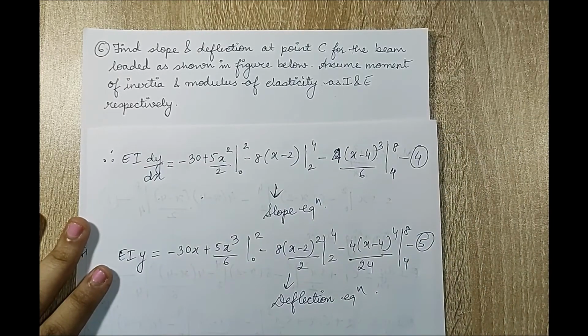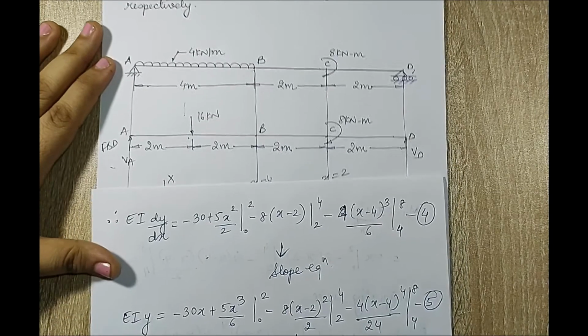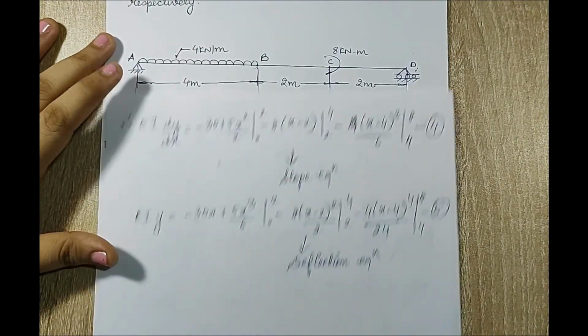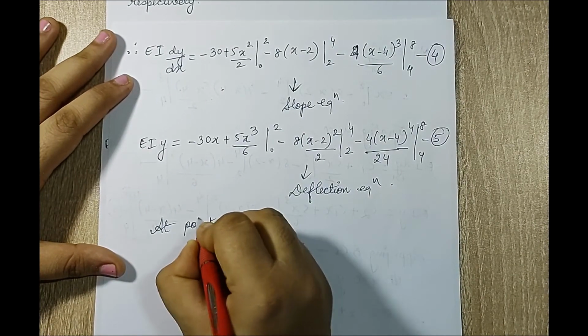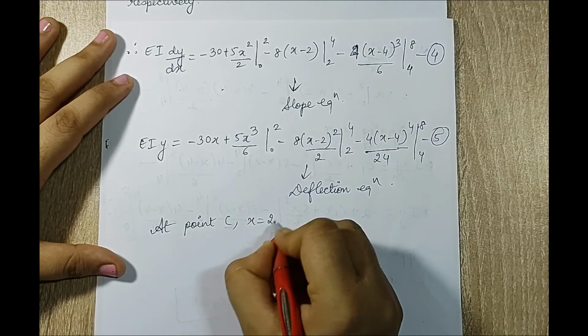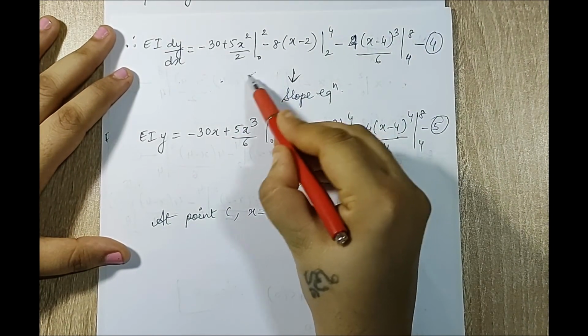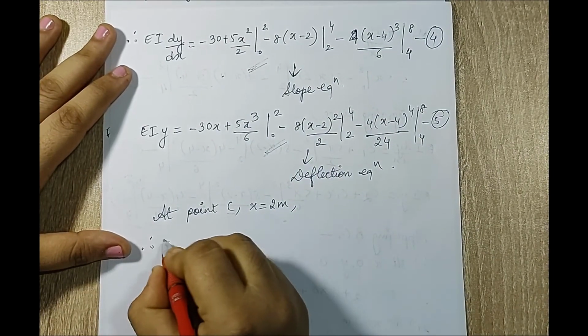Now in the question it is asked to only calculate the slope and deflection at point C. So I'll just locate my point C. At C my value of x is 2 meter. So I'll just write down at point C, x is 2 meter. So I'll just solve. Now 2 meter means I need to stop here and here. So I'll substitute and get the answer.